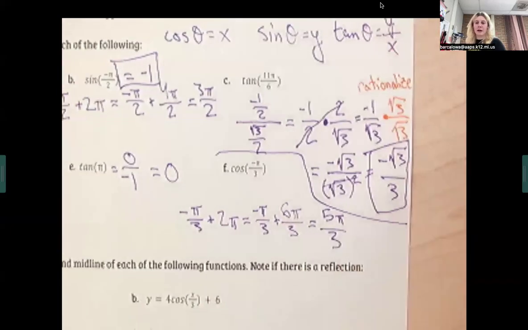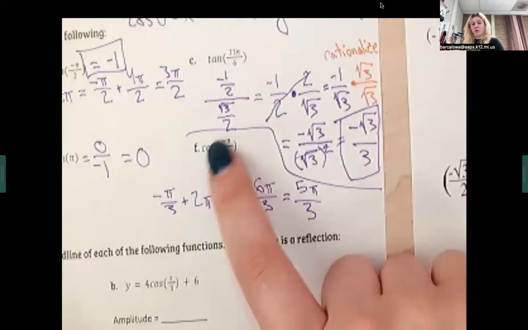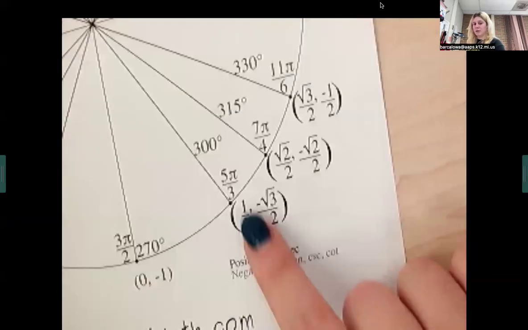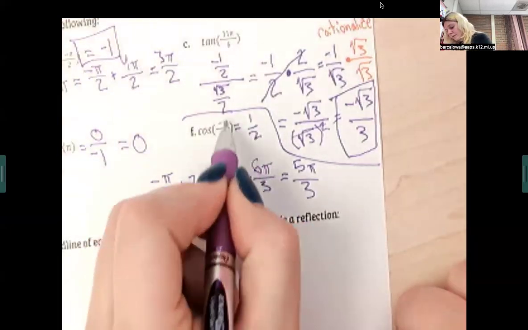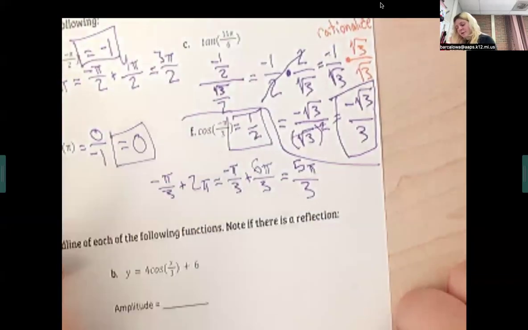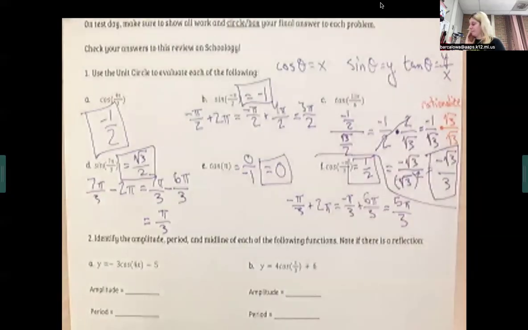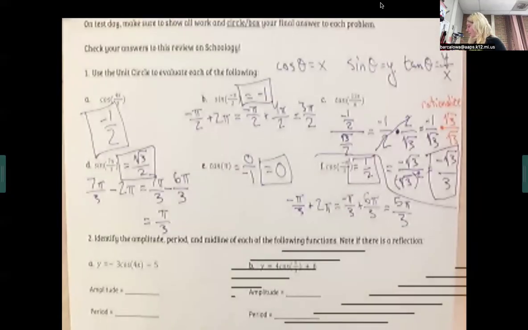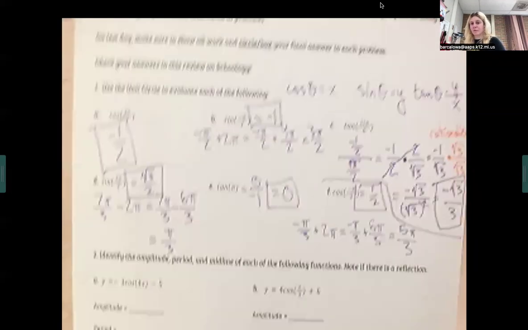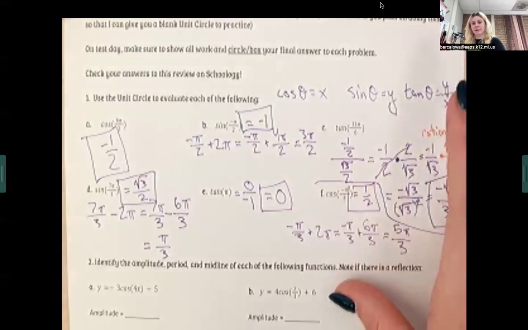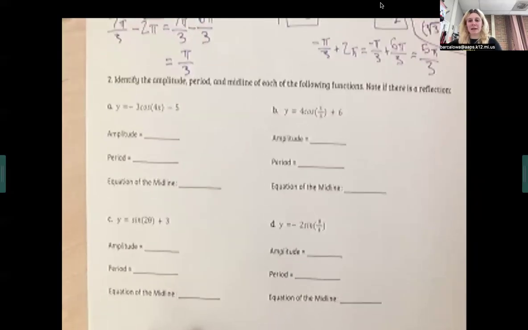So this is the angle I am looking at on my unit circle. Okay, 5 pi over 3. Asking me about cosine, so that's your x-coordinate. So 1/2. Okay, equals 1. Be sure to box up your answers. You can see we got a lot of work going on, getting a little messy. Okay. Whoa. So cosine x, sine y, tangent y over x. That's the big key. All right, now we're going to do amplitude, period, and midline.